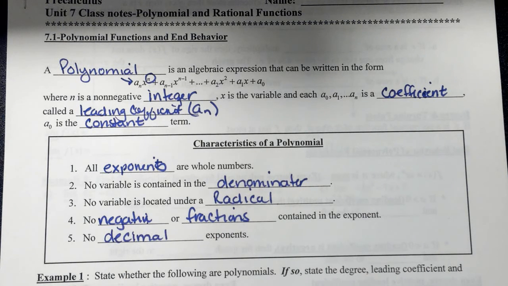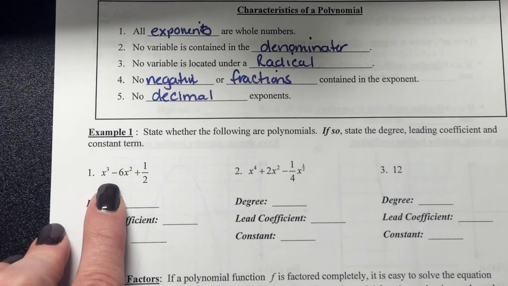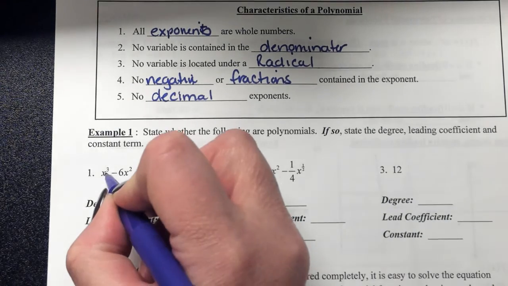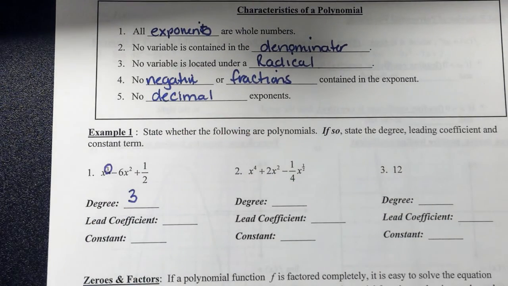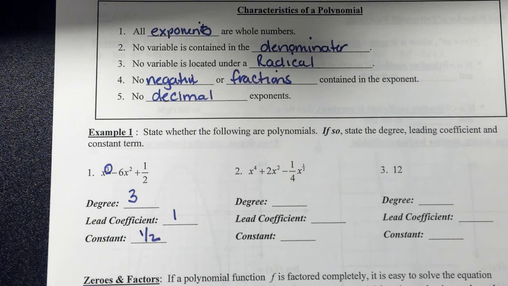So last year you talked a lot, and even back in Algebra 1 you talked about the degree of a polynomial, you talked about the leading coefficient. So for example, is this, number 1, considered a polynomial function? Yes, it is. So if it is a polynomial, what is the degree? 3. Remember, it's always going to be the largest exponent for the variable. That's how you know what the degree of a polynomial is. What is the leading coefficient? The leading coefficient is 1. And what is your constant term? 1/2. Remember, the constant term is the term that has no variable with it.